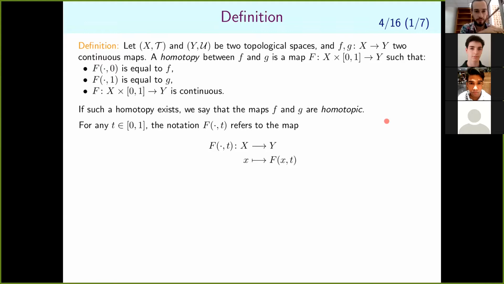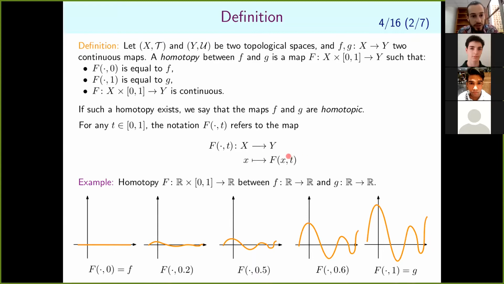So to be really clear, the map F takes as an input two coordinates, a point in X and a point in [0,1]. And when I say F dot t, I obtain a map between X and Y, defined like that. And Guillerme says, so we want to take f and deform it to g continuously. Yeah, this is exactly this idea.